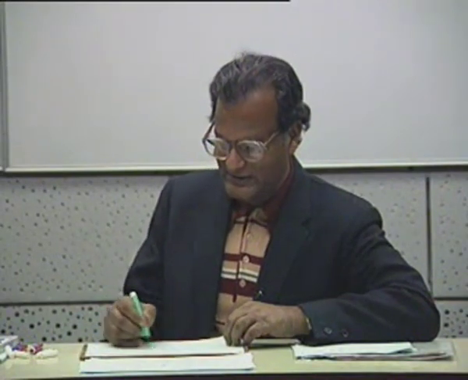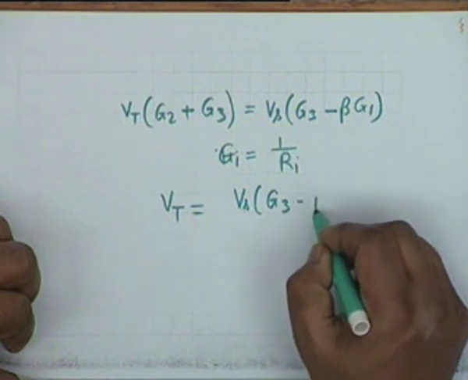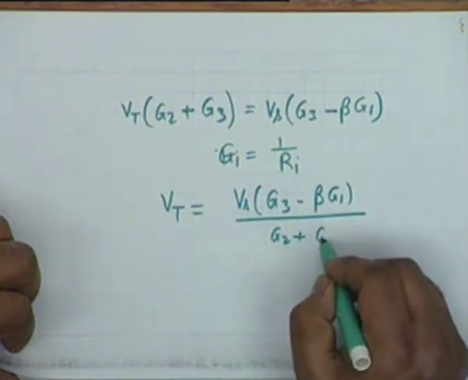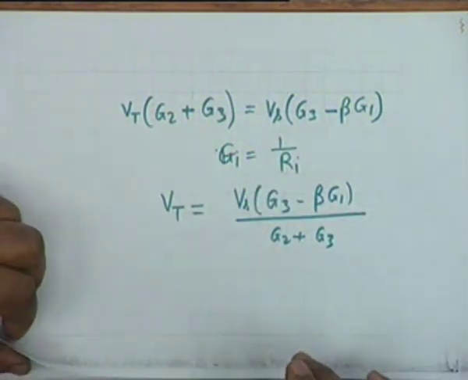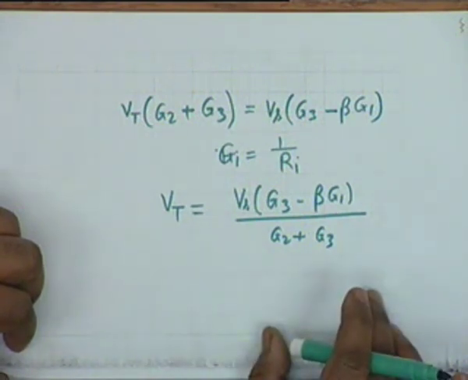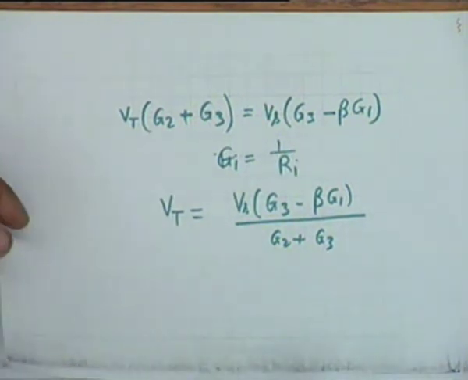But obviously you can see that Vt is given by Vs times G3 minus beta G1 divided by G2 plus G3. All that we needed in solving this problem, in finding out Vt, was KCL, KVL and common sense, which is the strongest tool of an engineer.